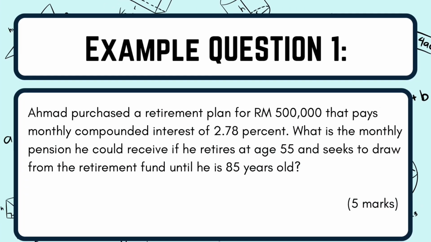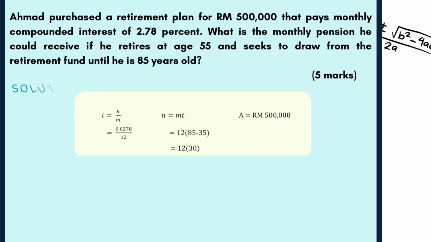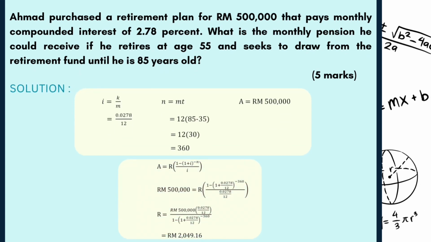Example question 1. Ahmad purchased a retirement plan for 500,000 that pays monthly compounded interest of 2.78%. What is the monthly pension he could receive if he retires at age 55 and seeks to draw from the retirement fund until he is 85 years old? For the solution, first we need to find I equals K over M. K is 0.0278 over M, which is 12. Then N equals MT equals 12 bracket 85 minus 55 bracket equals 12 bracket 30.